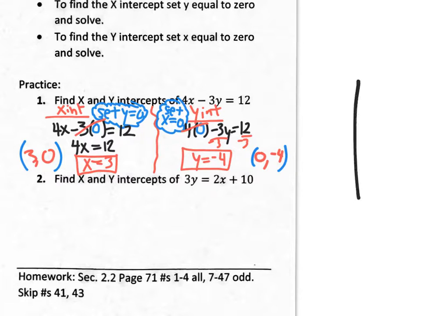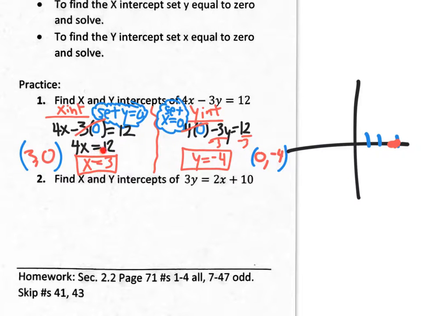Let me do a quick graph here. And this x value is 3. So let me go to 3 on the graph. 1, 2, 3. And let me put a dot right there. Ladies and gentlemen, that red dot is my x-intercept. That is the coordinate 3, 0. That does cross the x-axis at the value of 3.